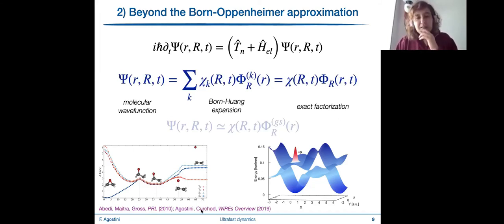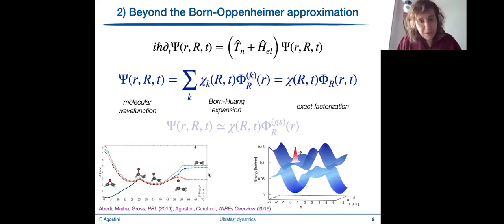And in this overview with Basile Pouchot, we discussed quite nicely, in a technical way, the differences between the Born-Huang and the exact factorization. Now, how do we see, by looking for instance at the potential energy surfaces, that we have to go beyond Born-Oppenheimer to treat a process?